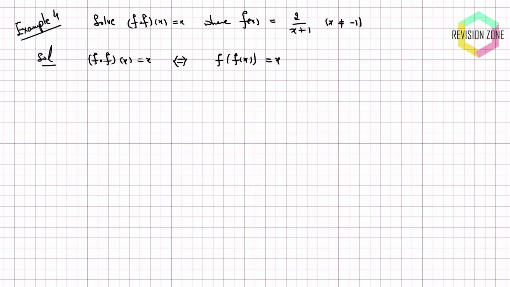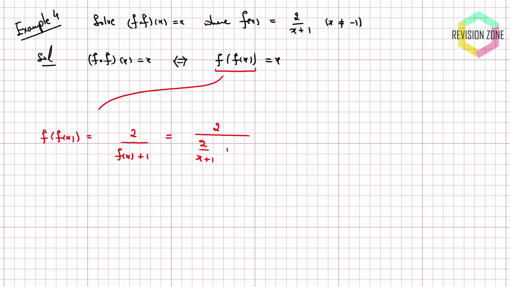Before we actually do anything, we need to figure out what this thing here is, right? So let's do that. Looking at the definition of f of x, whatever the input is, we add 1 to it and we put it in the denominator. Our input happens to be f of x in this case, so we add 1 to f of x, put that in the denominator, and of course there's a 2 in the numerator always. Since we know what f of x is, we can put that back in. So this is the same thing as 2 over 2 over x plus 1 plus 1.